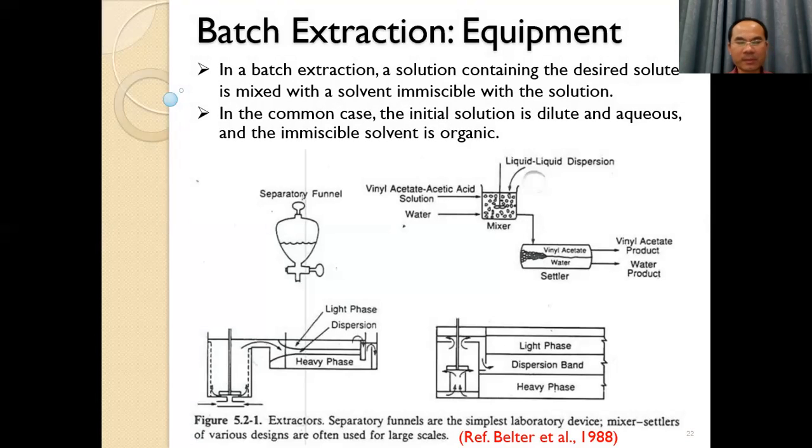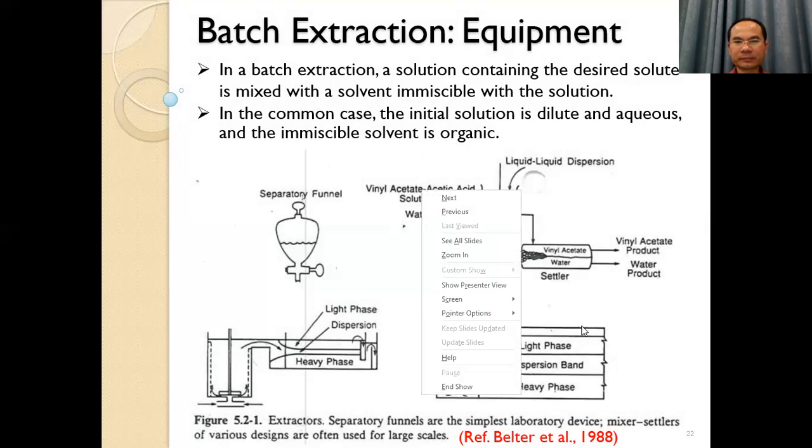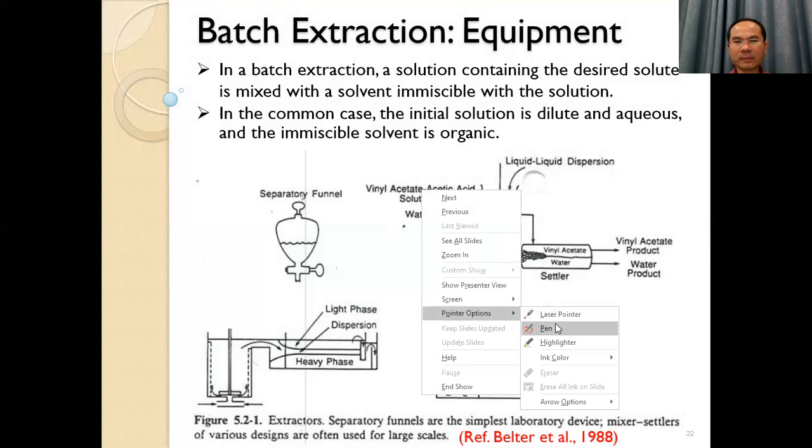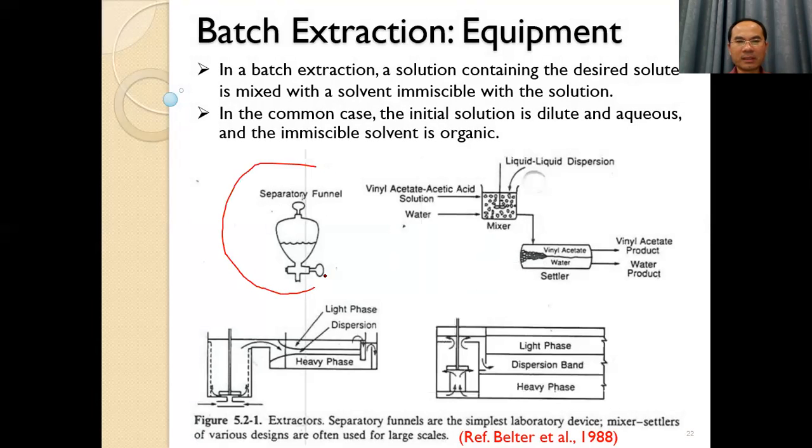In this lecture, we will focus on extraction with the batch process and continuous process. The example is the simple technique for operating batch extraction, as I show you in the first figure. This is the simple technique, separated by the separatory funnel.